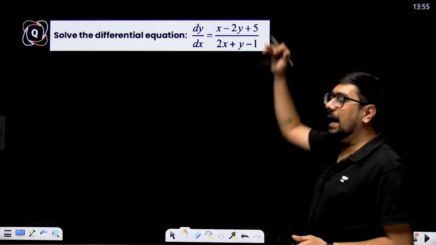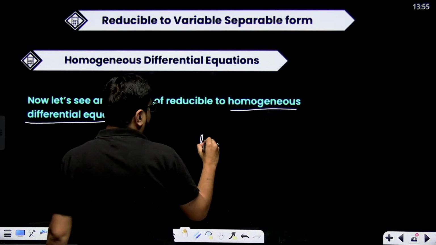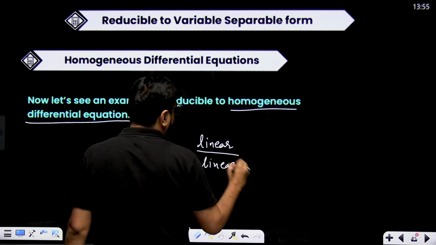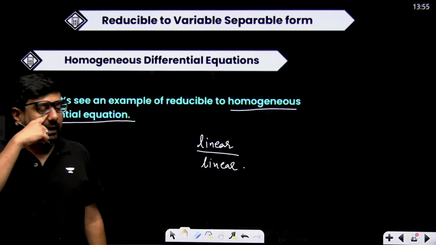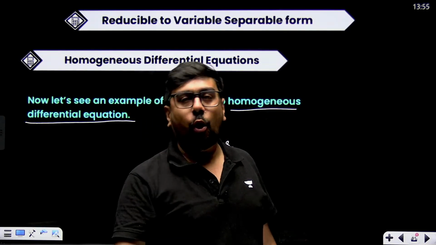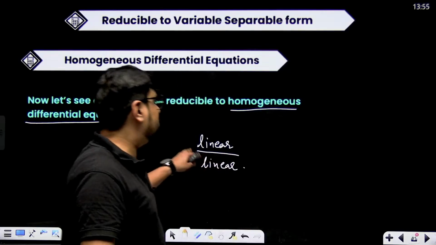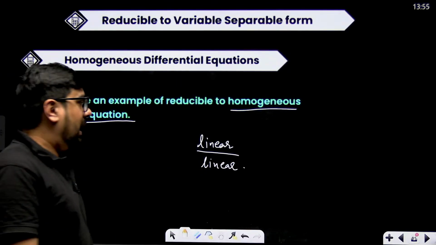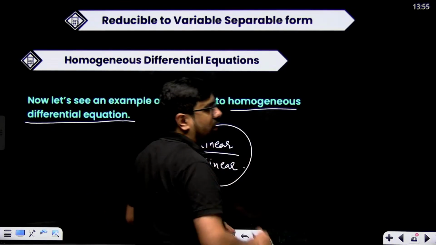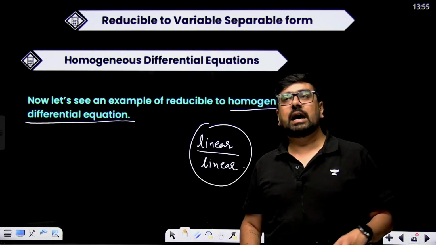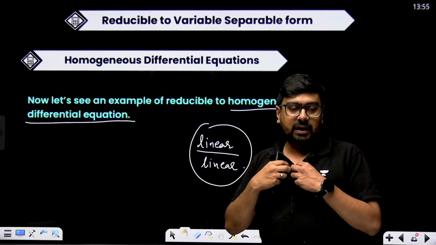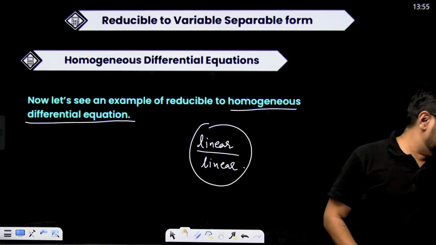For example, linear, and just write somewhere over here, whenever you see linear by linear anywhere, then you must understand that either it will already be in homogeneous form, or you must be able to reduce it into homogeneous form. If you see linear by linear on the right side, then you must know that either it will already be in homogeneous form, or you will be able to reduce it into a homogeneous expression.